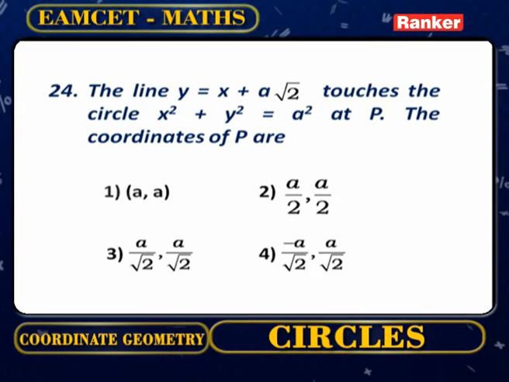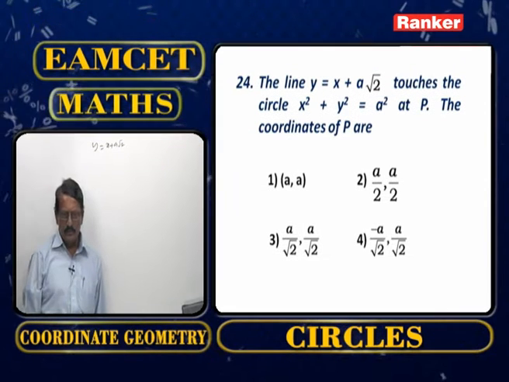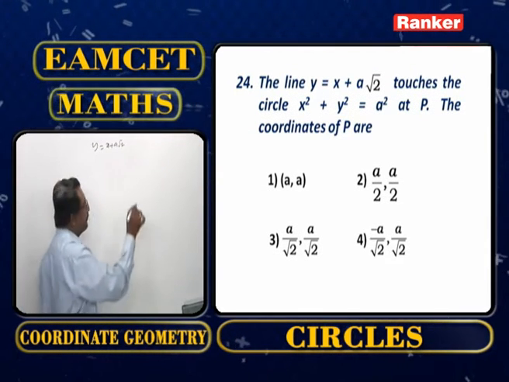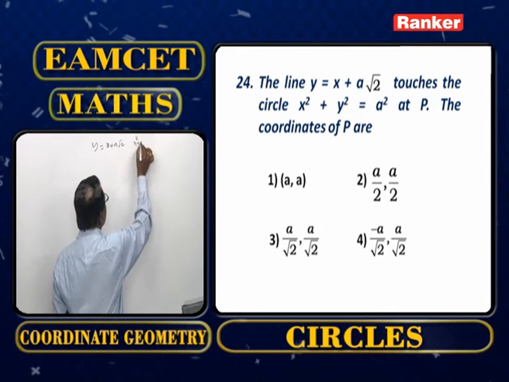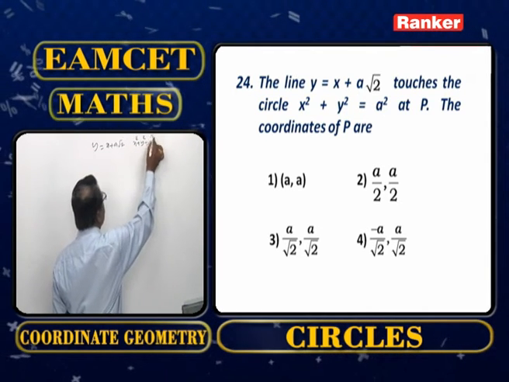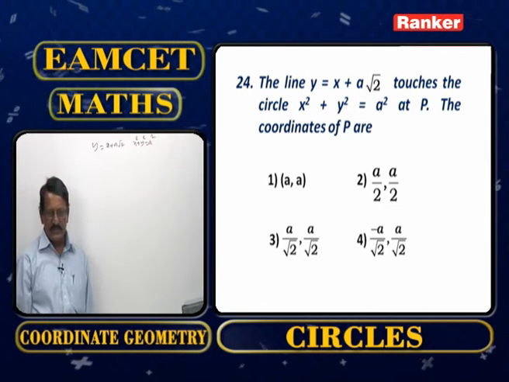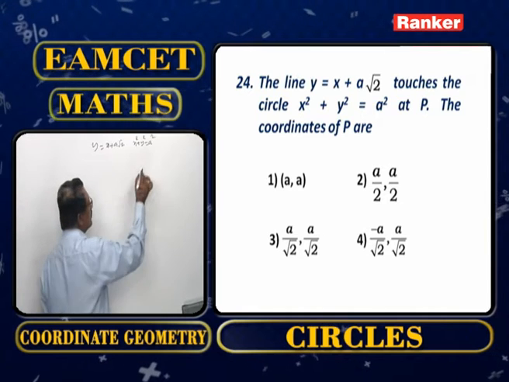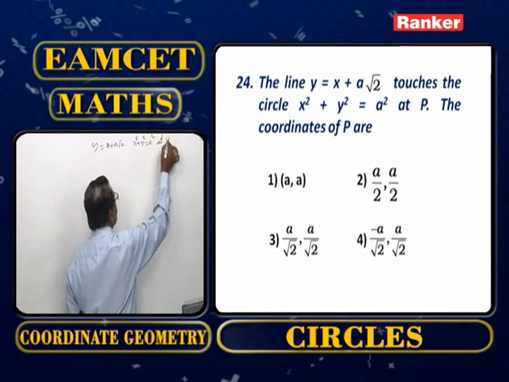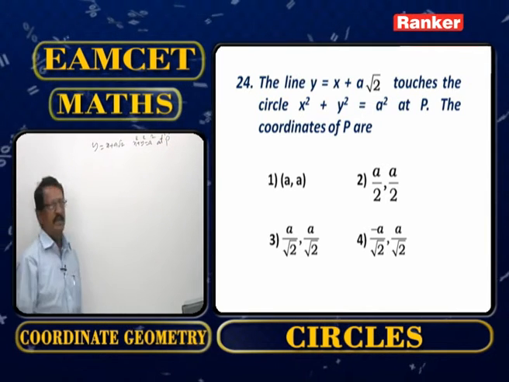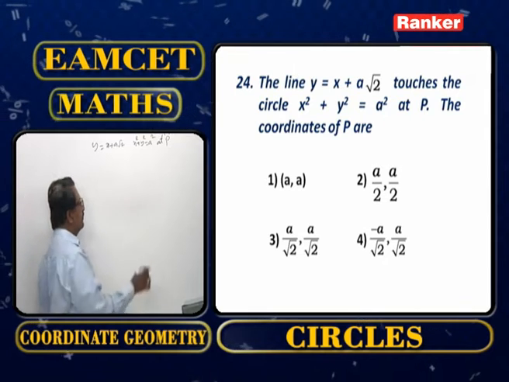The line y equals x plus a root 2 touches the circle x square plus y square equals a square at P. Then the coordinates of the point P are required.